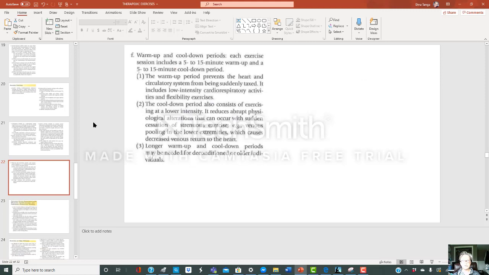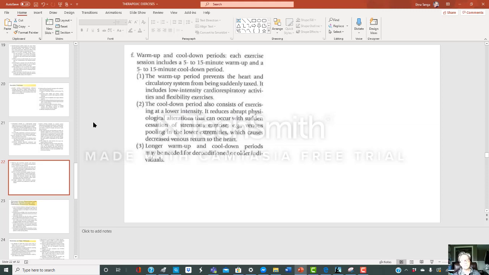Warm-up and cool-down periods. Each exercise session includes a 5 to 15 minute warm-up and a 5 to 15 minute cool-down period. The warm-up period prevents the heart and circulatory system from being suddenly taxed. It includes low-intensity cardiorespiratory activities and flexibility exercises.